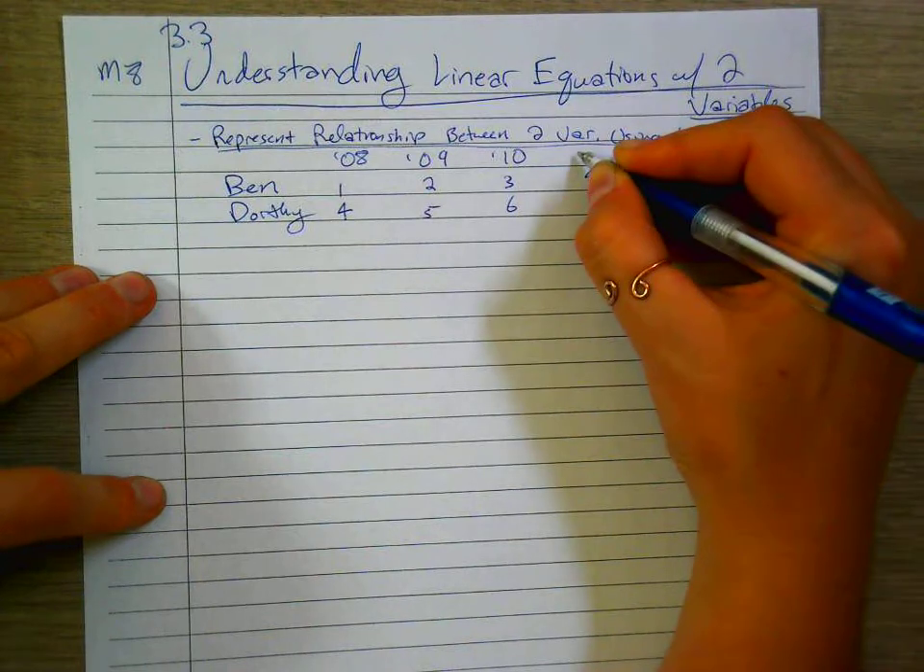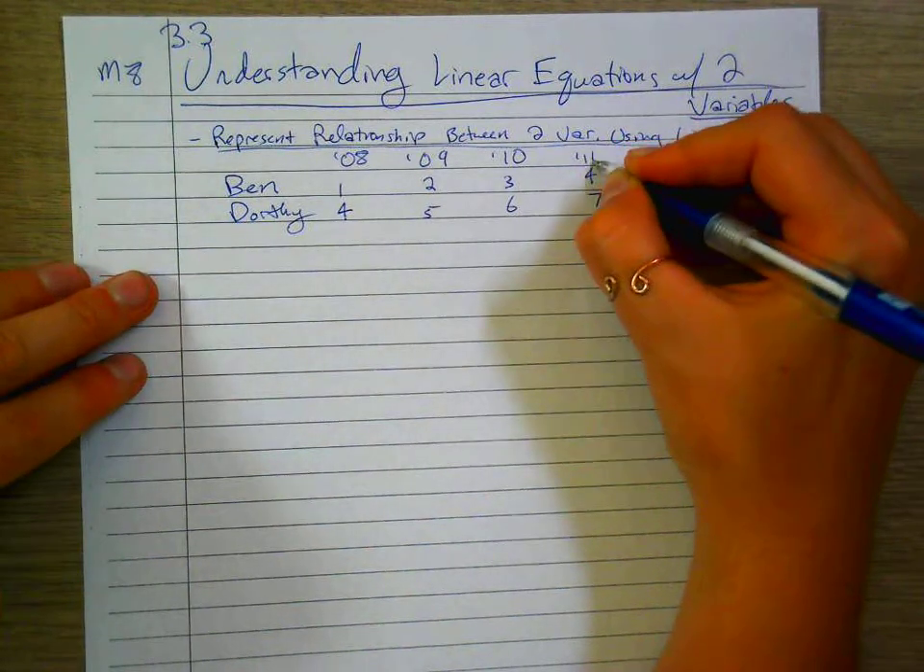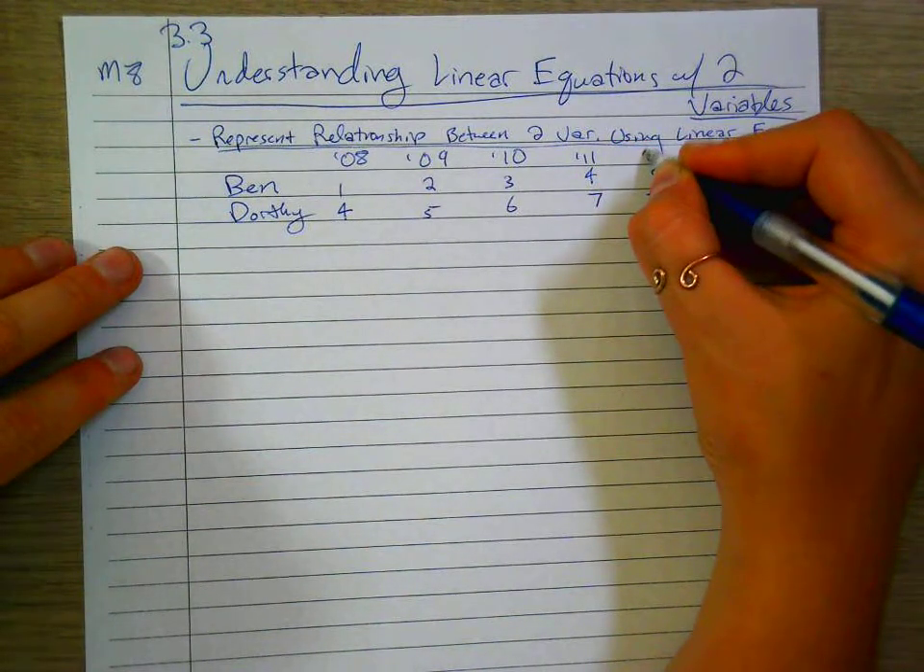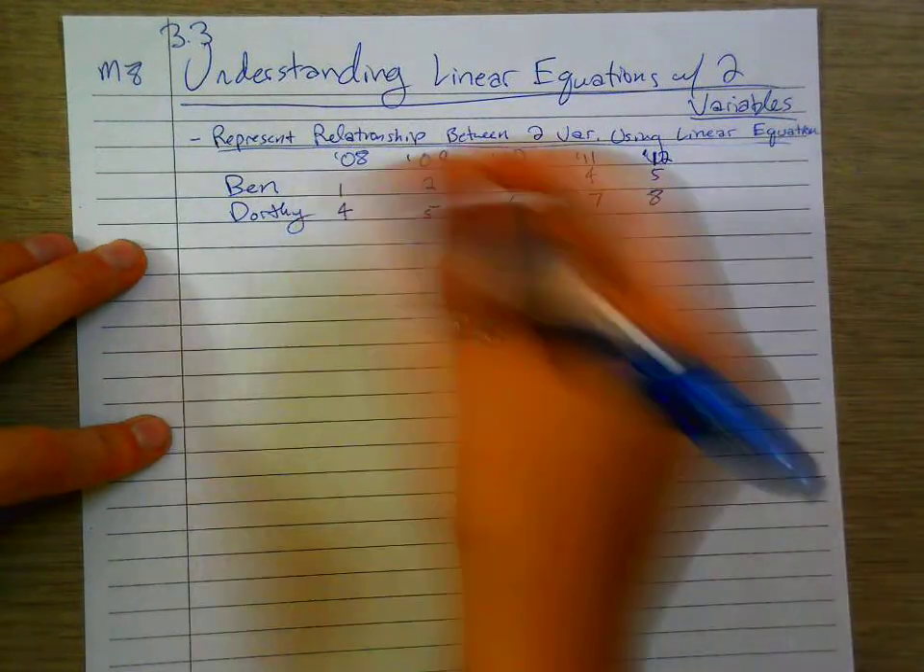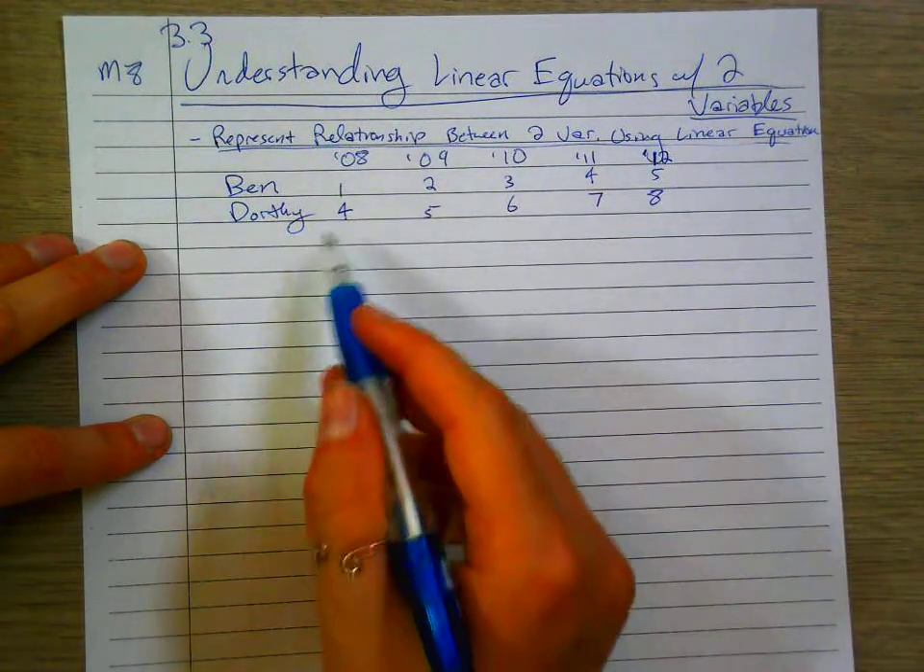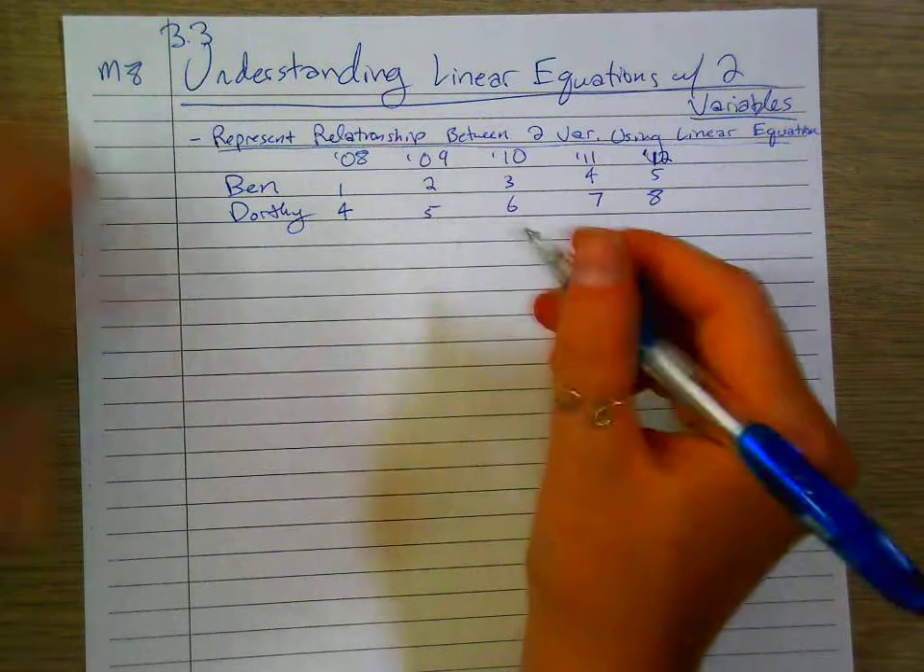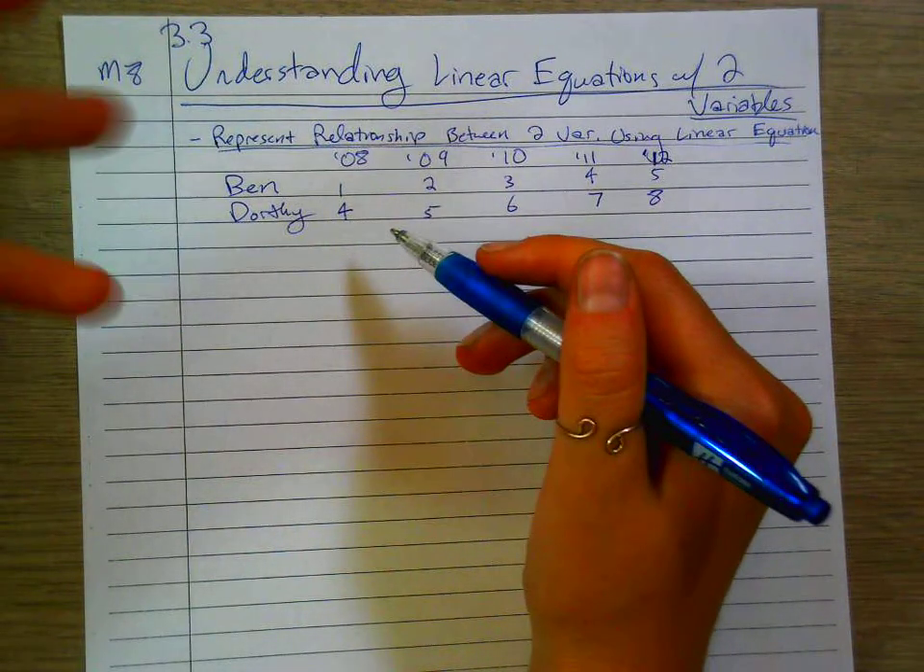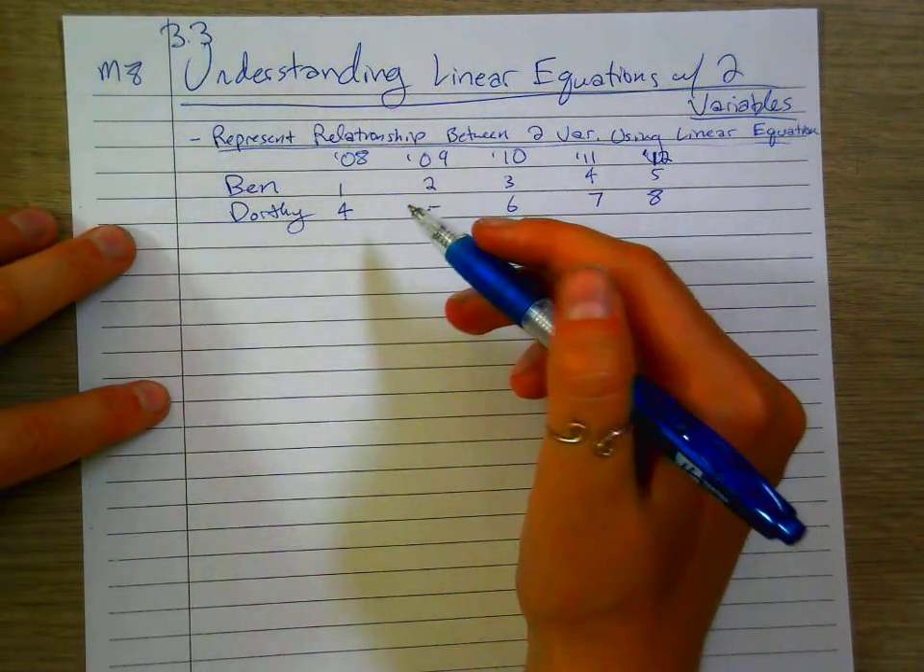Now most of you can already notice the relationship here because we know how the relationship of ages works. Every year, it goes up: 1, 2, 3, 4, 5, and 4, 5, 6, 7, 8. So we could already say that Dorothy is 3 years older than Ben just from looking at it. So we notice this pattern.